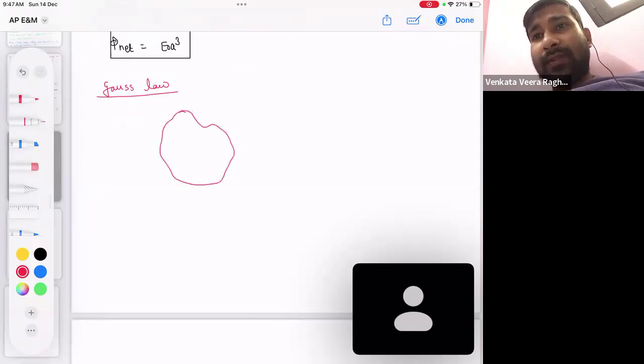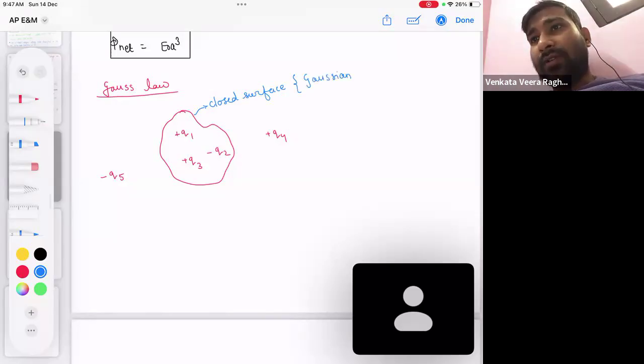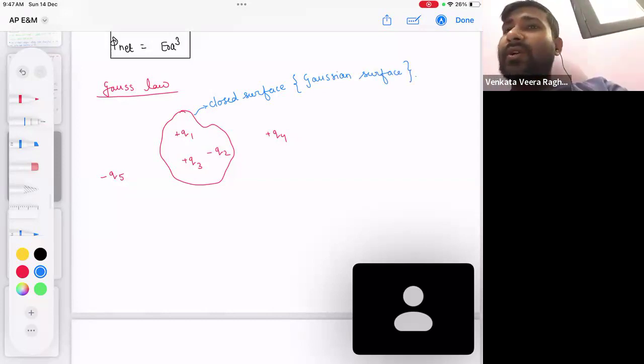And this closed surface has some charge Q1, some charge Q2, some charge Q3, and there are some charges outside as well, Q4 and Q5. But please keep in mind the surface within which the charge is kept is a closed surface. Are you clear? And this closed surface is also called the Gaussian surface. What can be the shape and size of a Gaussian surface? It can be anything. There is no restriction on the shape and size of a Gaussian surface.